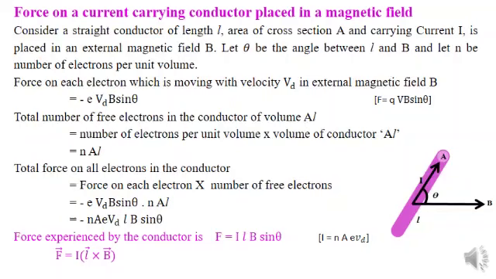Force on a current carrying conductor placed in a magnetic field. Consider a straight conductor of length L, area of cross section A, and carrying current I placed in an external magnetic field B. Let theta be the angle between L and B, and let n be the number of electrons per unit volume.